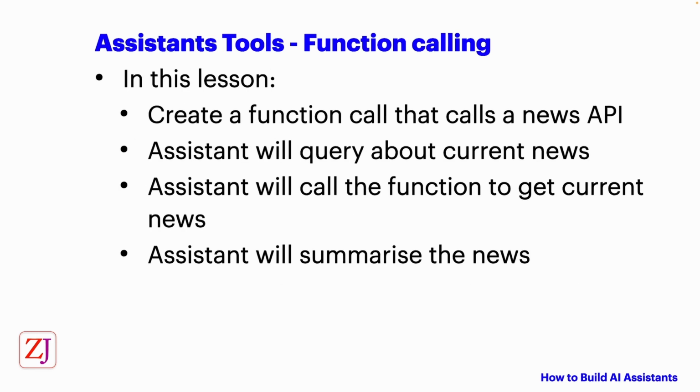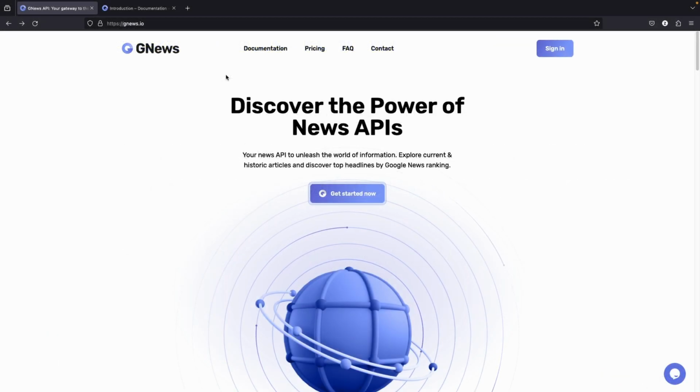In this lesson, you will create a function call that calls a news API. The assistant will query about current news. The assistant will call the function to get current news, and the assistant will summarize the news. I mentioned we are going to use APIs to retrieve news. We can use gnews, which provides news APIs.